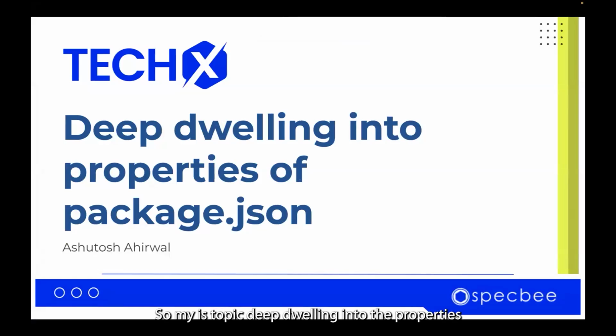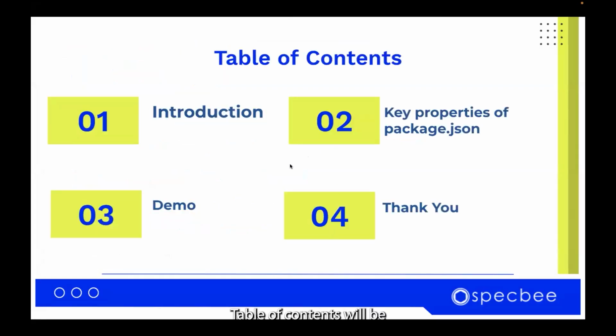So today our topic will be a deep dive into the properties of the JSON file. Our table of contents will be the introduction, key properties of the file, and we are going to see some demo for setting up a package.json for the custom theme for our CSS purpose.